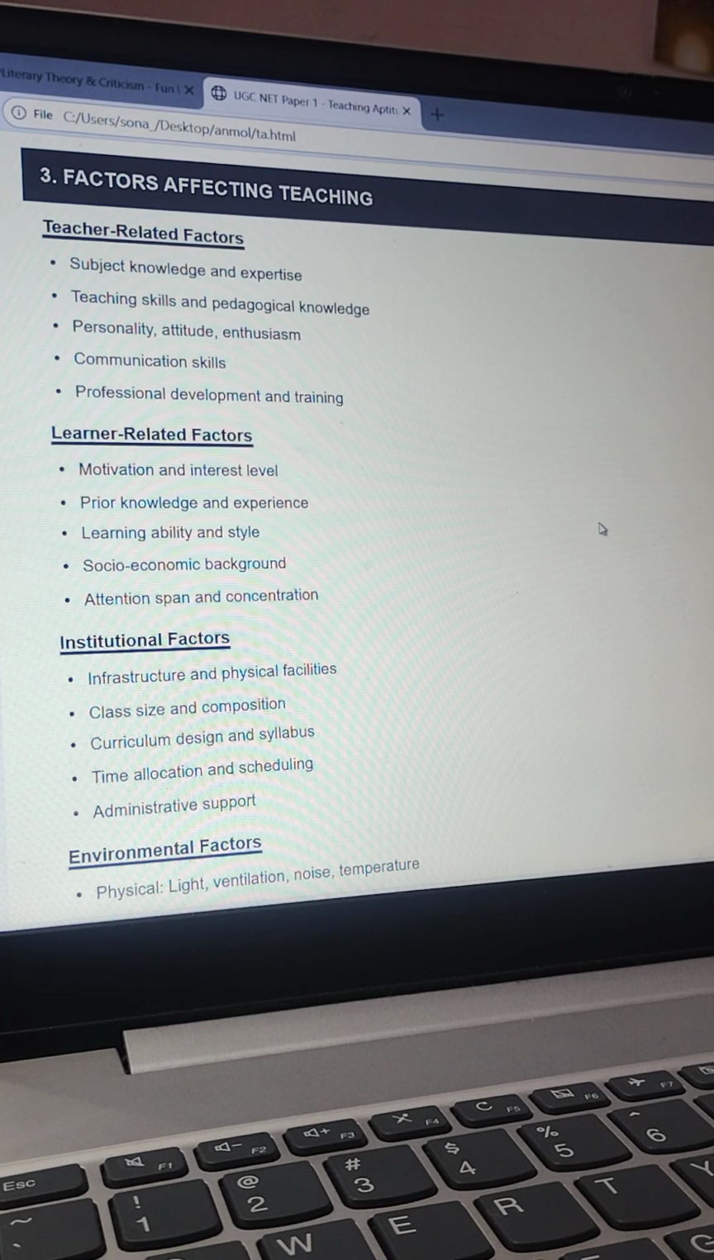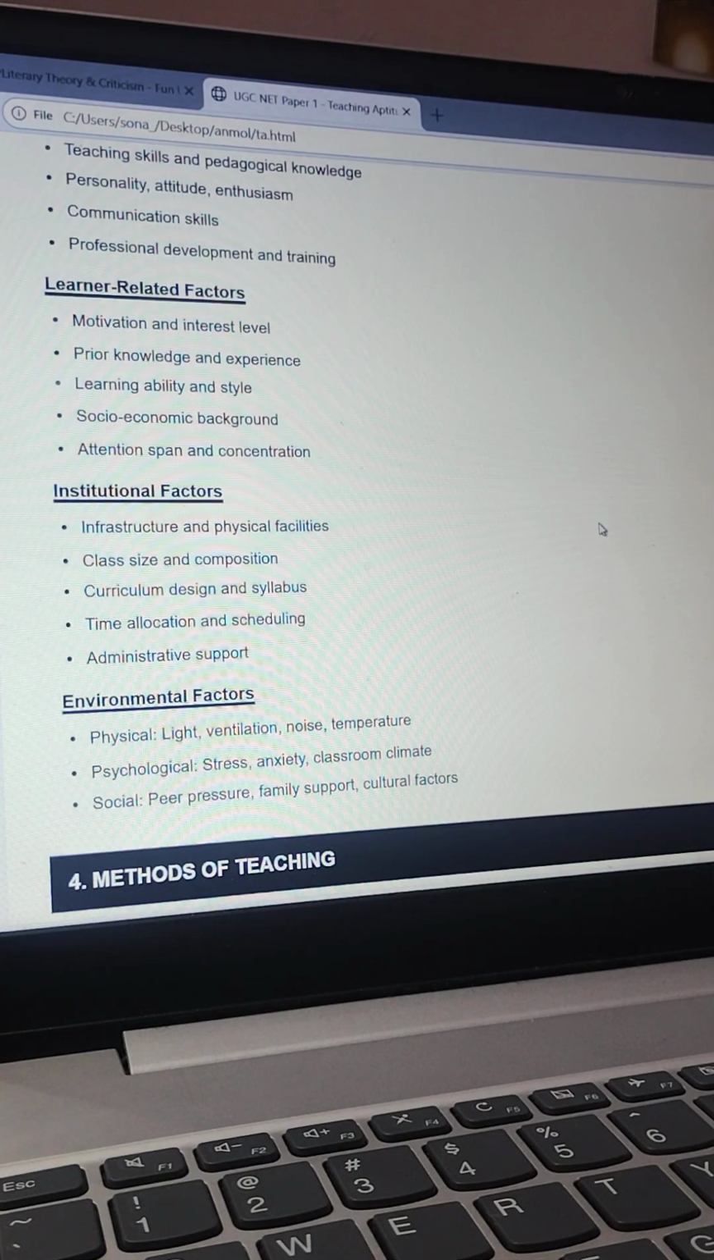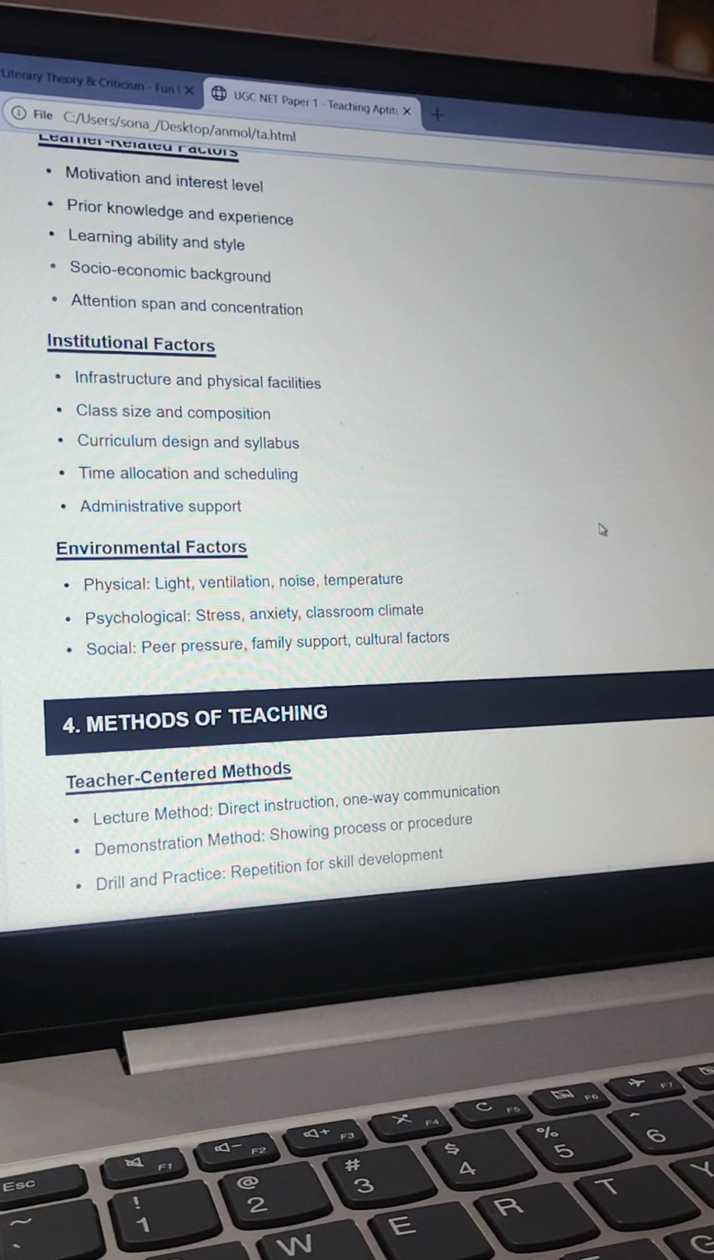Then come the learner-related factors: motivation and interest level, that is how motivated a person is to learn and what his or her interest is. Prior knowledge and experience, learning ability, socio-economic background, and attention span and concentration. Institutional factors deal with infrastructure and physical facilities, class size and composition, curriculum design and syllabus, and time allocation and scheduling, leading to administrative support also.